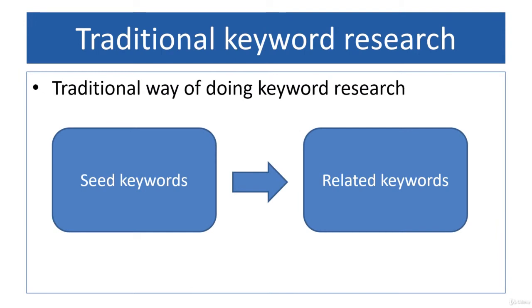The first method is the traditional way of doing keyword research. Here we take seed keywords as our starting point to find suitable, related keywords for which we can rank.